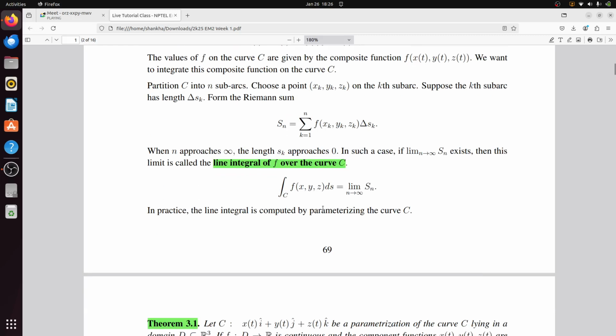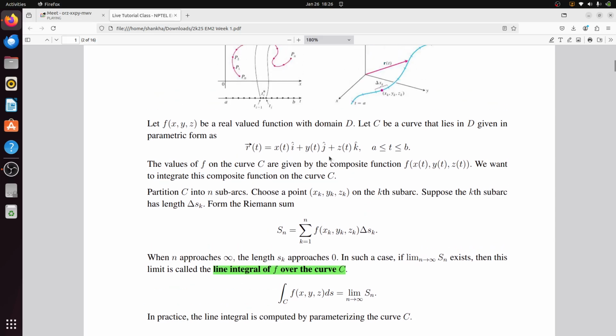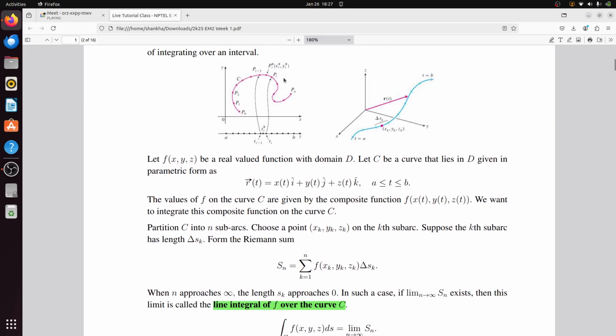Now what is the theory? You partition C into n subarcs. If you are aware of Riemann integration, you know that there we break an interval into a number of subintervals, but here you have an arbitrary curve, and in this arbitrary curve you have small subarcs.